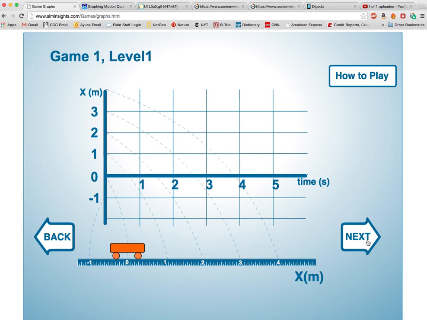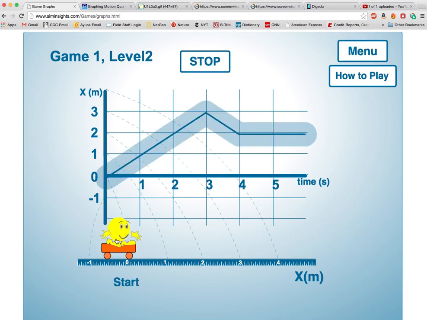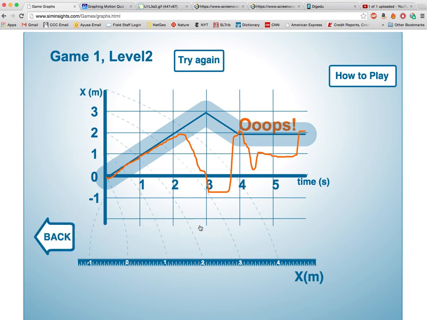Okay, so when you're done, you can go to the next level. It wants me to do this, and so on and so forth. And I want you to try and go through some of those and see how you do. And then when you're done, just go to the next page on Digidoo and answer some of the questions that I ask about position versus time graphs.